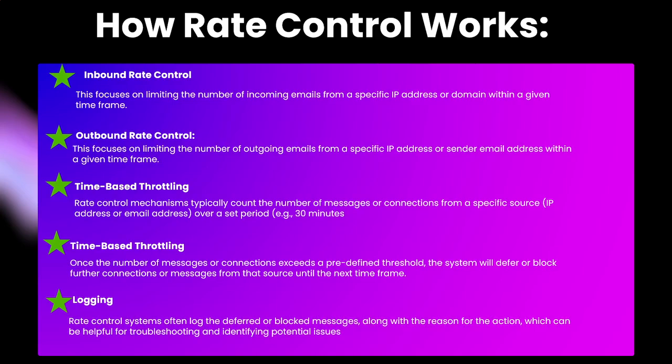emails. And the final part is logging. The critical aspect of rate control is logging. These systems keep a record of all deferred or blocked messages along with the reason for the action. This logging is invaluable for troubleshooting any issues that may arise and for identifying potential security threats or misconfigurations. It allows administrators to analyze patterns and fine-tune the rate control settings. These components work together to ensure a balanced and secure flow of email traffic. Through the email message log, we can see each and every message.